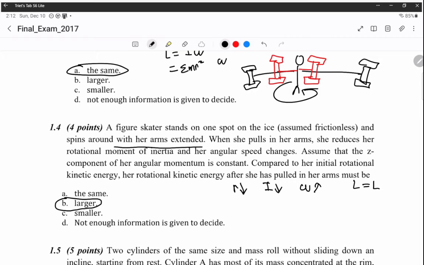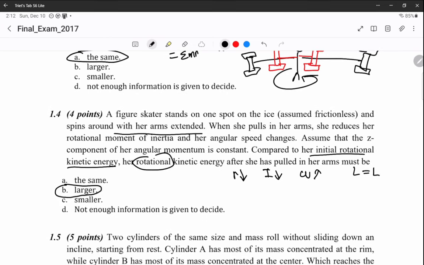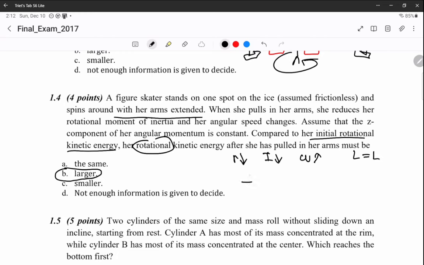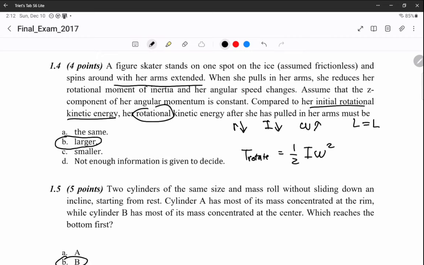The thing is, it asks for her initial rotational kinetic energy and the final rotational. Rotational is the main word. So for rotational kinetic energy, you have 1/2 I omega squared, right? If you look at angular momentum, it's I omega. This is one order of magnitude lower, right? So if you decrease I, you increase omega. Let's say you decrease I by half, you're going to increase omega by half. But in this case, omega is one order higher, so you have another omega.